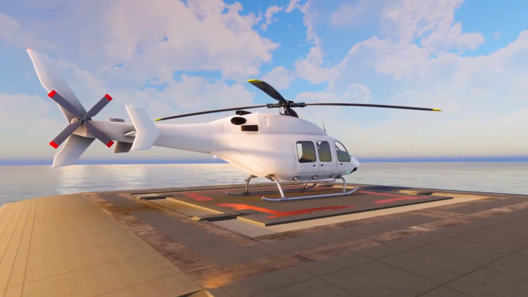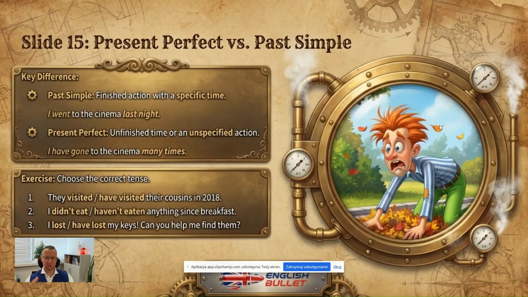And present perfect versus past simple, to easily distinguish and understand this difference. Past simple: finished action with a specific time. Remember, past action, but specific time. I went to the cinema last night. Last night is gone. Last night is over.